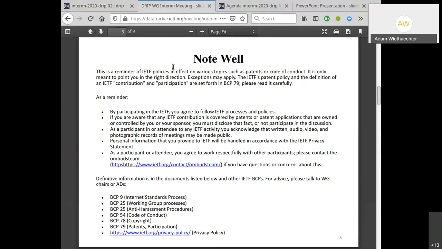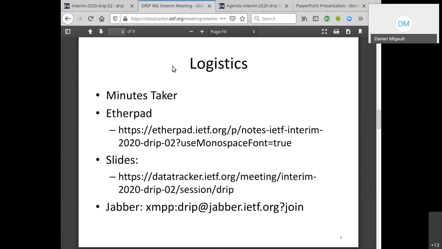Okay. So if you're not aware of the Note Well, please take the time to read this slide, and be aware that the Note Well applies to this interim meeting. So logistics, we need a minute taker. So who is volunteering? We'll take minutes. Okay, thank you, Michael.